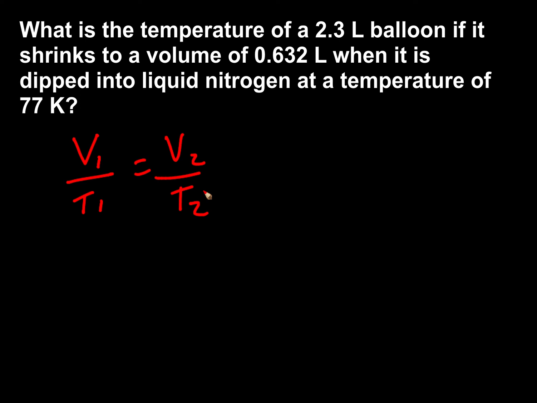So let's see. We know our first volume, which is right here, 2.3 liters. But in this case, we're looking for T1. They don't tell us what that is. We know V2, which is 0.632, and they tell us that that is 77 Kelvin.